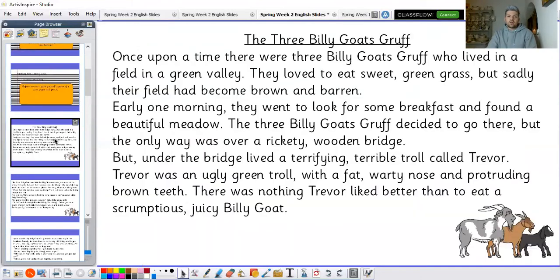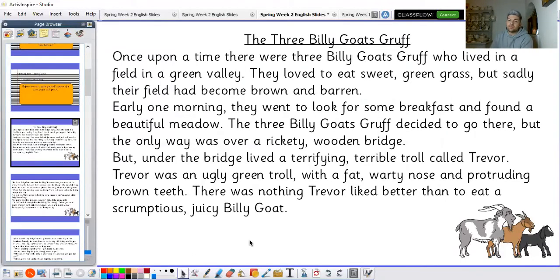Before we start, we are going to go through the story once more. We did do this on Friday. Do feel free to read along with me. You can pause the video and read it yourself, or you can read along with me. It's completely up to you. So all together then: The Three Billy Goats Gruff.